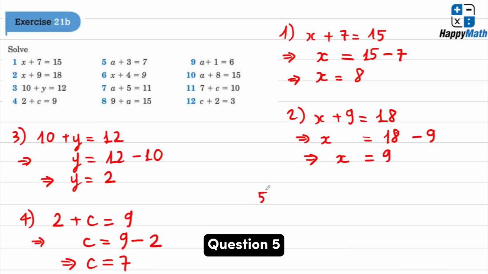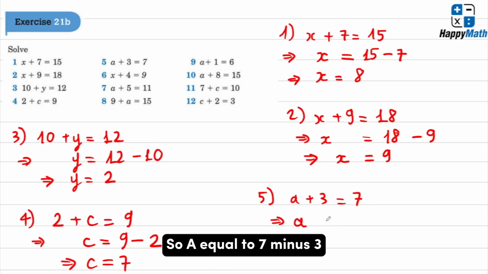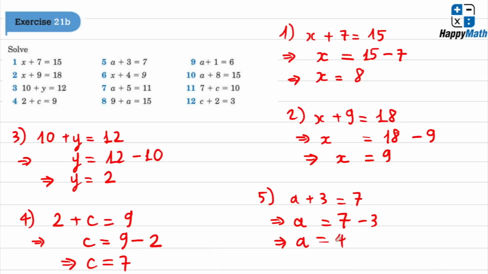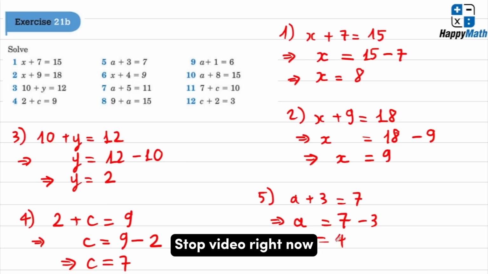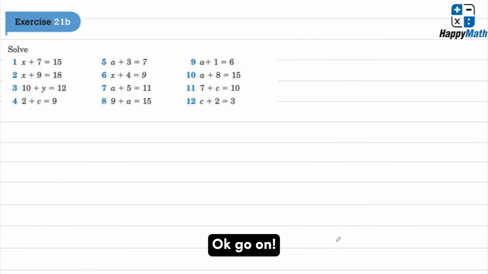Question 5, you got a plus 3 equal to 7. Okay, so a equals 7 minus 3, and you got 4. You got a here, 7 minus 3, you got 4. Okay, that's question 5. Stop the video right now and write down the first 5 questions. Okay, go on.